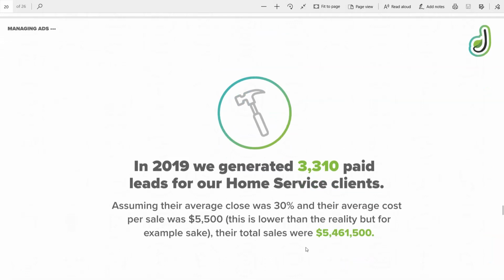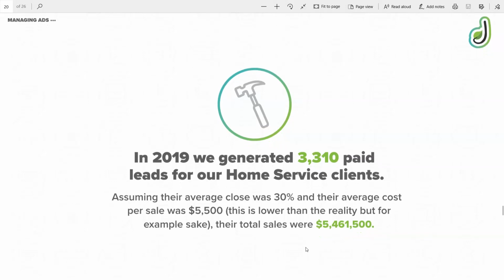So a little bit about Genesis, just to kind of tie this all together here. In 2019, of the leads that we generated for our home service clients, about 3,300 of those were paid leads. Now, some quick calculations here, and this is to put it in perspective of what the ROI can be on paid ads.